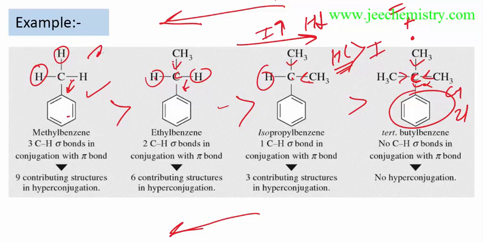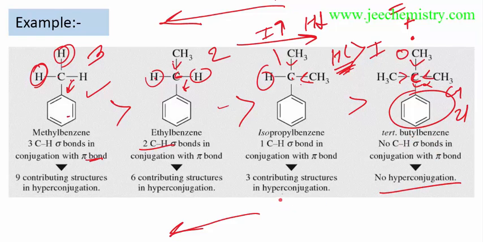This group has 3 hyperconjugating hydrogens, this group has 2, this group has 1, this group has 0. That's why this group is more stable. I have already told you that hyperconjugation has a higher priority than the inductive effect. So here, methyl benzene has 3 C-H sigma bonds in conjugation with the pi bonds. This has 2 C-H bonds in conjugation with the pi bond. This has 1 C-H bond, and this has no C-H sigma bond in conjugation with the pi bonds.